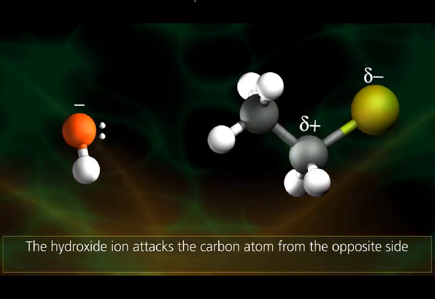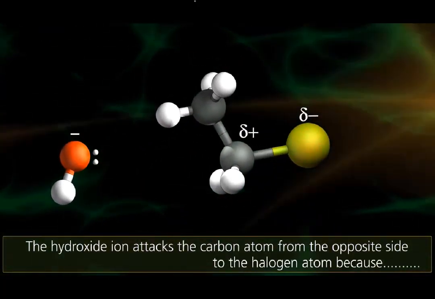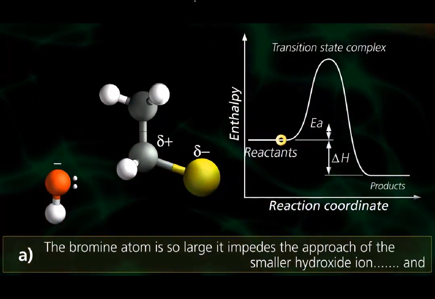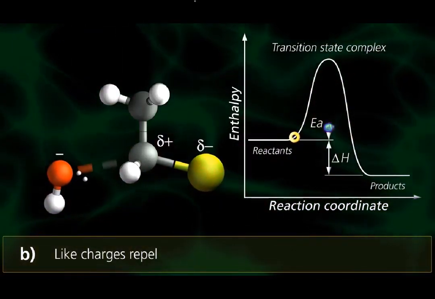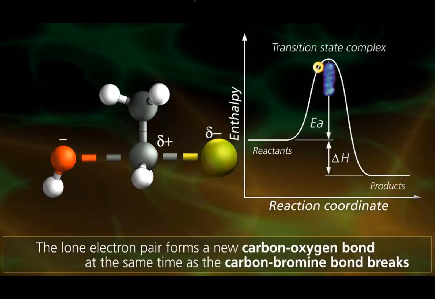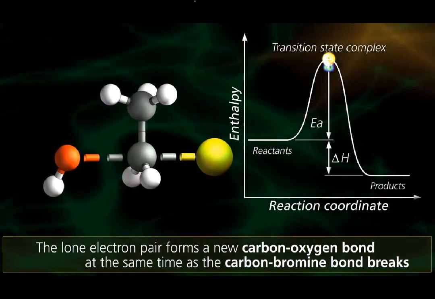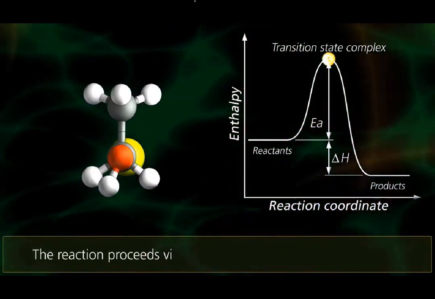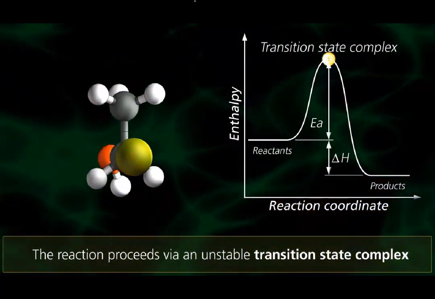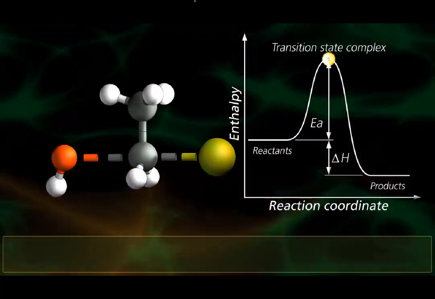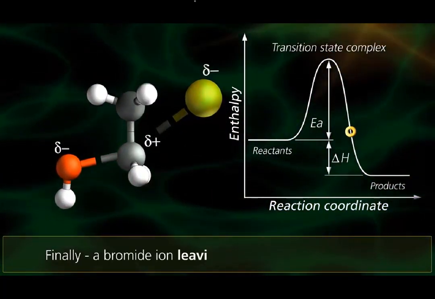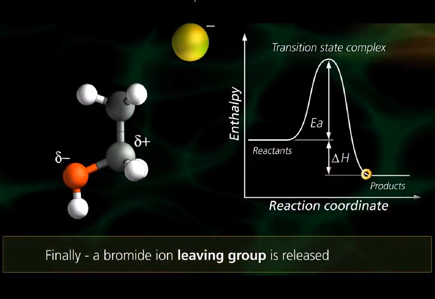The hydroxide ion attacks the carbon atom from the opposite side to the halogen atom, because the bromine atom, A, is so large it impedes the approach of the smaller hydroxide ion, and B, it repels the negative charge nucleophile. The lone electron pair on the nucleophile forms a new dative covalent bond with the partially charged carbon atom to give an unstable transition state complex. The complex behaves like an umbrella blown inside out as the bonds rearrange into a tetrahedral structure. A bromide ion, called the leaving group, is released.